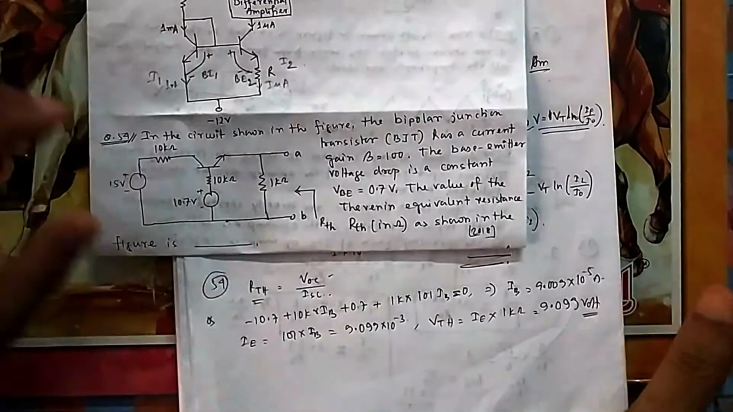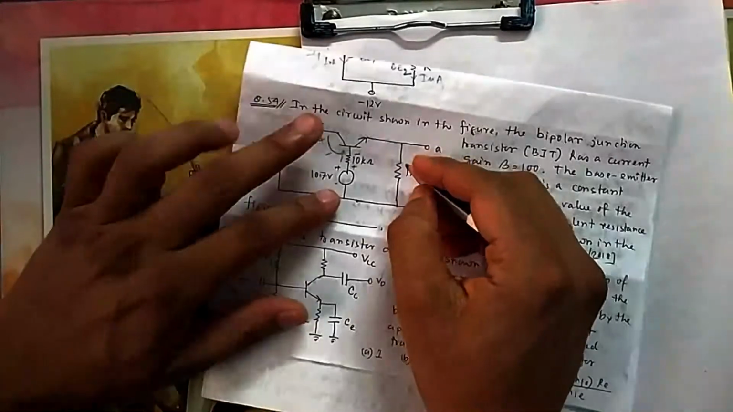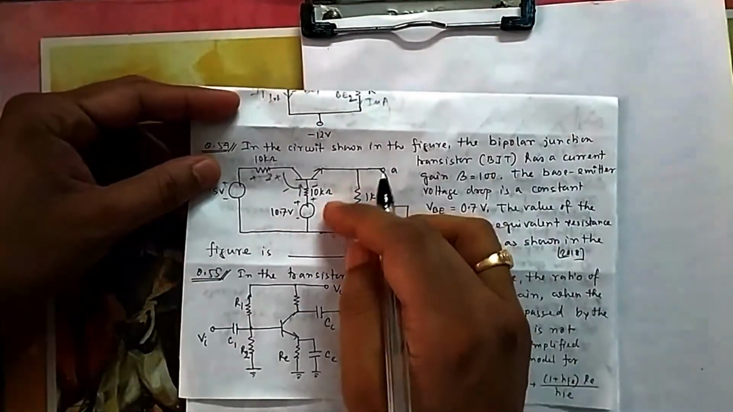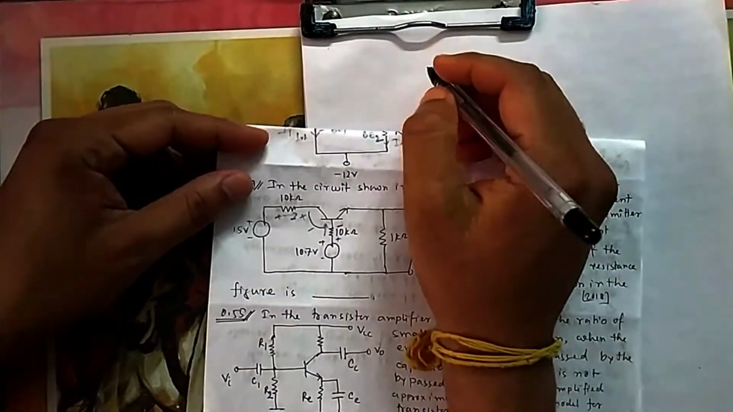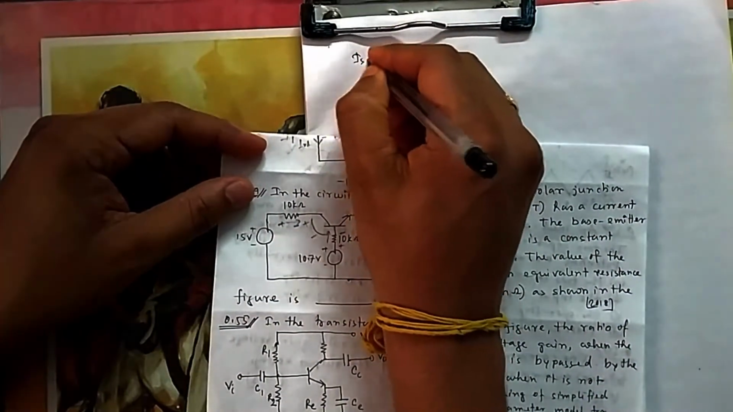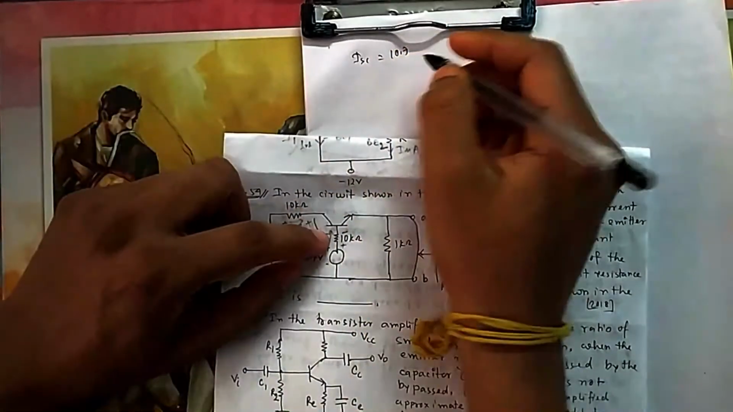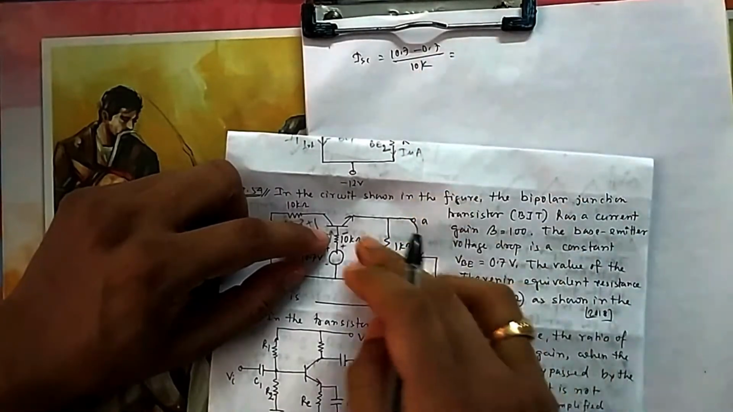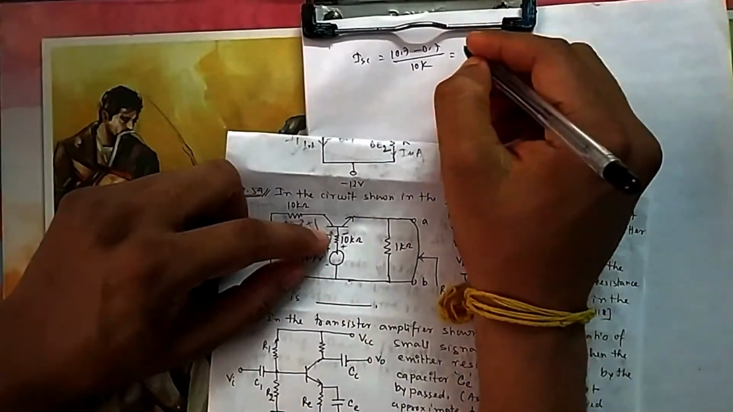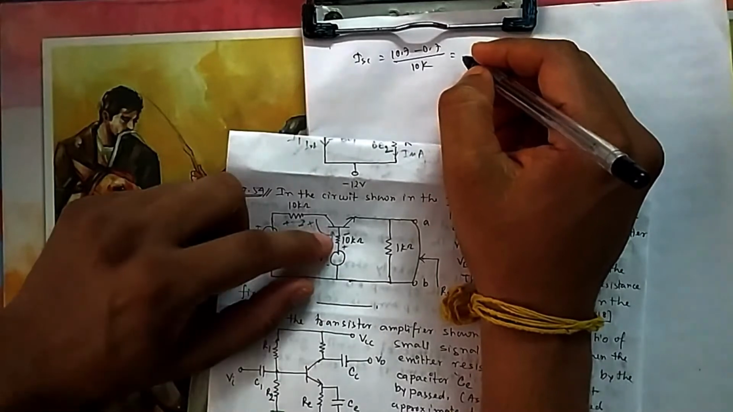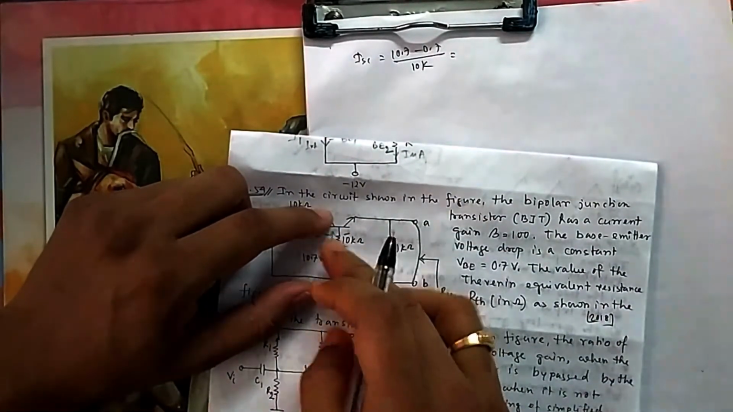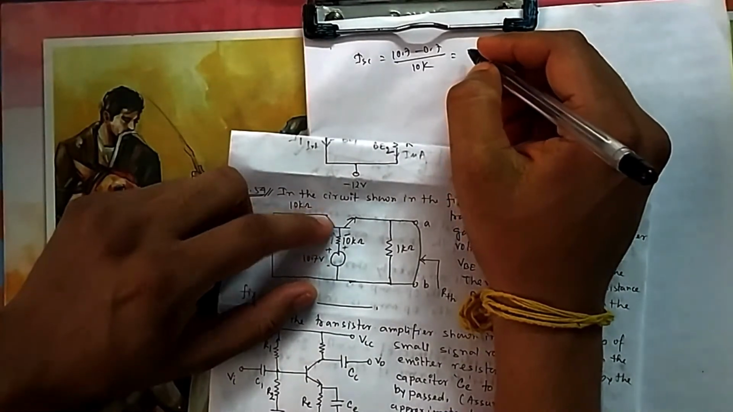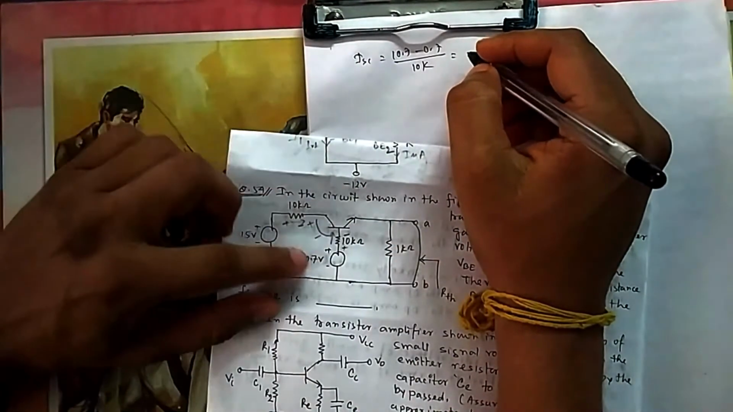So now what we need to do is find ISC. Now in the second case, if we short it, then if you take KVL along this path, your ISC will be equal to 10.7 minus 0.7, this drop, divided by 10k. This is shorted, so if I take KVL along this path, you will find your ISC is nothing but the I base, the current here.